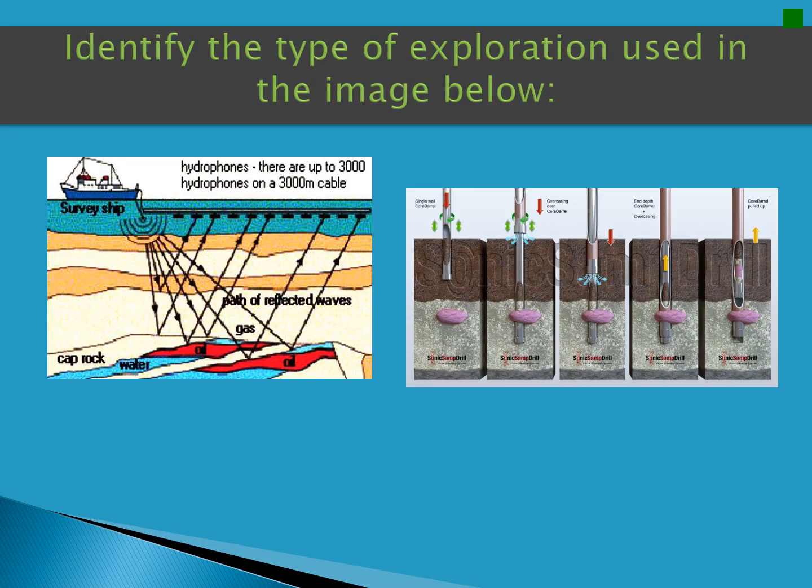So identify the type of exploration used by the image below. The one on the left is your seismic technology. So once again, you're using shock waves bouncing off the Earth's surface or below the Earth's surface, and it's bouncing off to sensors, which then can read and determine the densities of the various substances below. And the other one is core sampling.